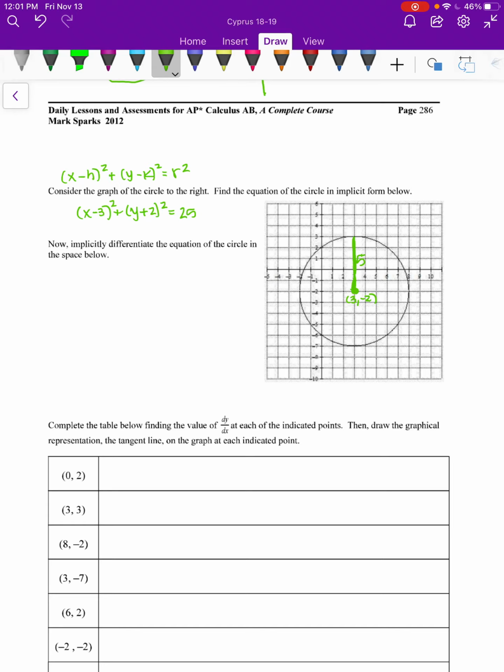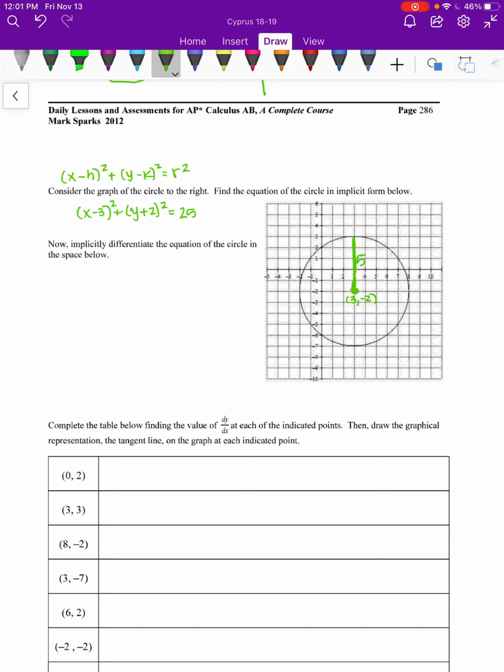Okay. That's not something that you necessarily have to have memorized. So you don't have to memorize the equation of the circle, but it's good to know in case you come across a problem like this, but it's not required to be memorized here. Okay, so we have the equation of the circle in implicit form because x and y are on the same side of this equation. Now let's implicitly differentiate this equation so that we can have the derivative, or dy/dx.